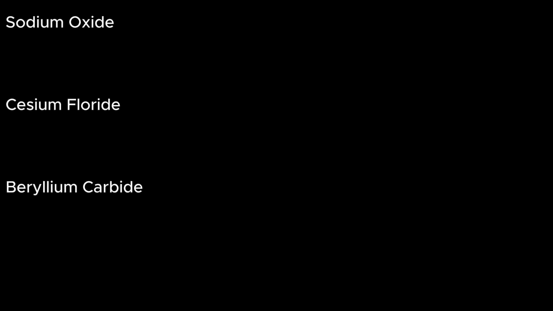Now we're going to try to write some ionic compounds. So first we got sodium oxide. Now we're going to do a simple method called the crisscross method. So we have sodium, which is Na. That's our first element. And then we have oxygen, because we know that oxygen turns into oxide when we name it.